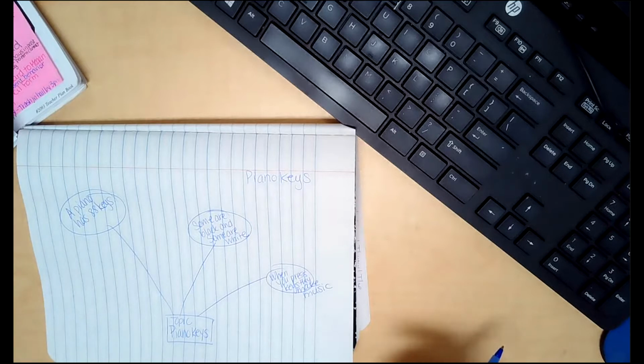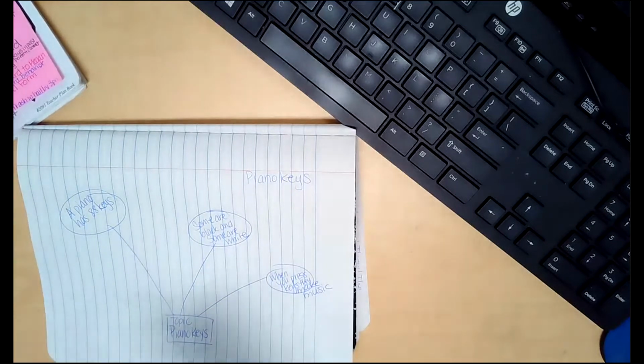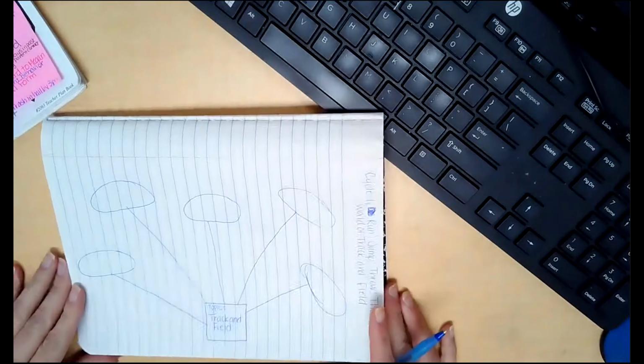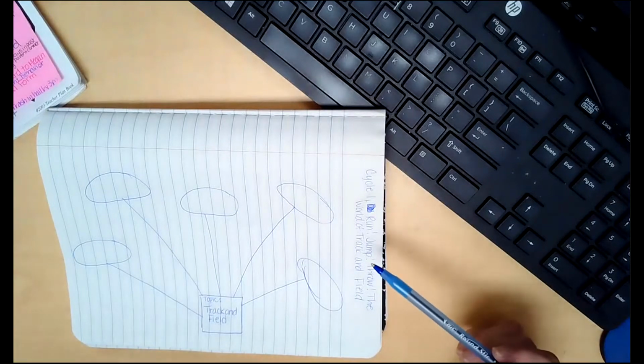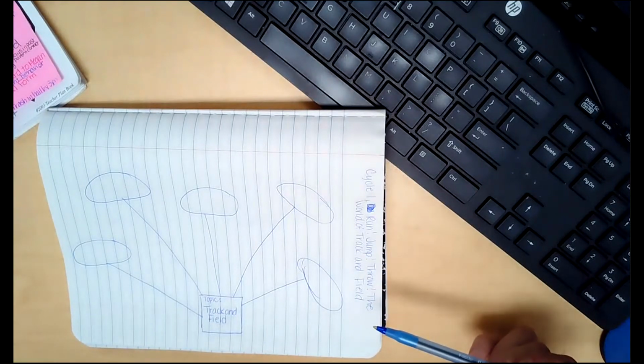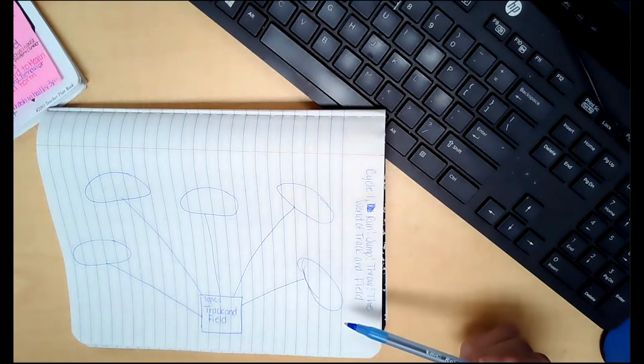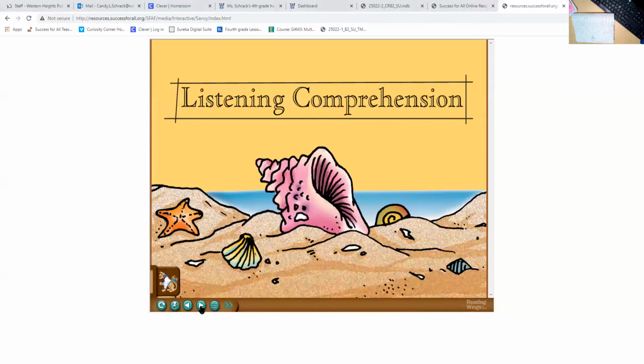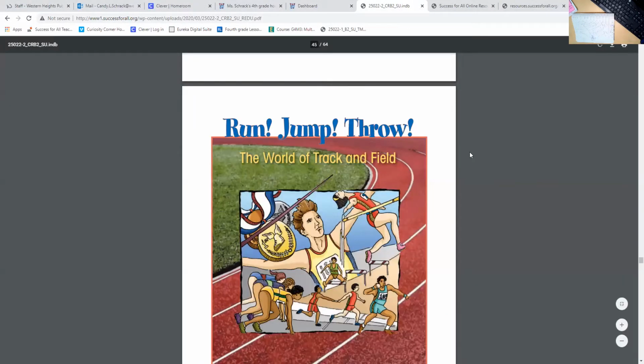So you're going to summarize as we read text. We're going to start by looking at, so we're going to have our own graphic organizer, our idea tree for Run, Jump, Throw, the World of Track and Field. So we'll need to draw this in your notebook or journal. Okay, and then I'm going to read to you this part of the story.